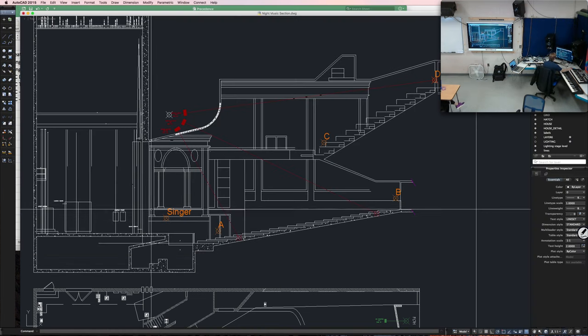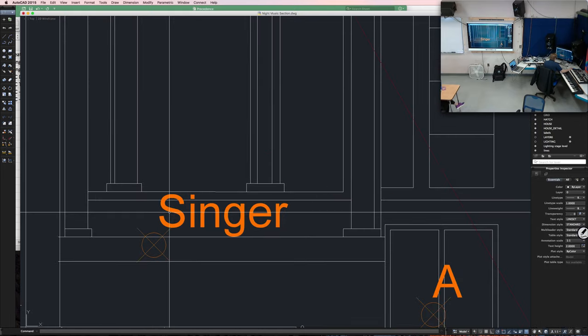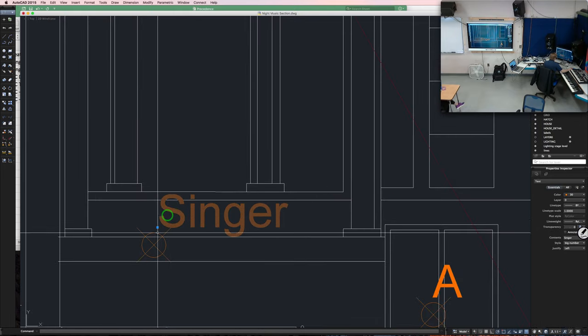So right now I've got my singer all the way downstage. So I'm going to make a copy of my singer at another location. Come on. I don't know why it won't let me select that. Oh, there we go.